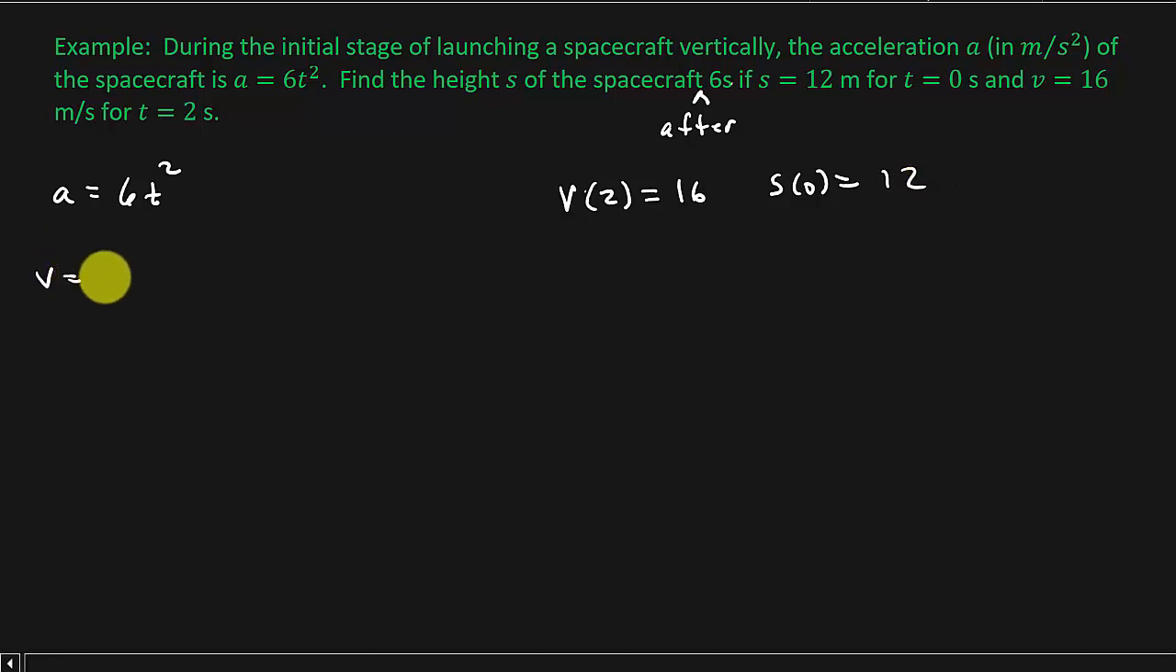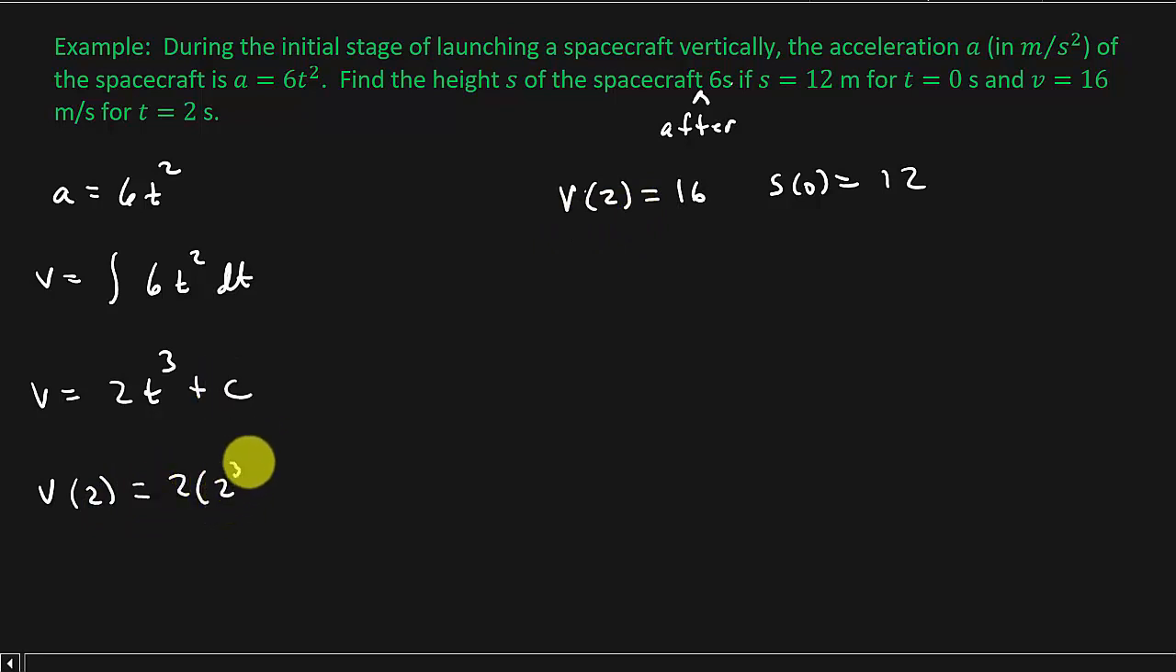All right, so I've got V is equal to the integral of 6t squared dt. So V is equal to 2t cubed plus c. Remember, add 1 to the exponent and then multiply by the reciprocal of the new exponent. That's 3. 1/3 times 6 is 2. And so now it tells us that V of 2, I'm going to use this condition here to figure out what c is. So that's 2 times 2 cubed plus c equals 16.